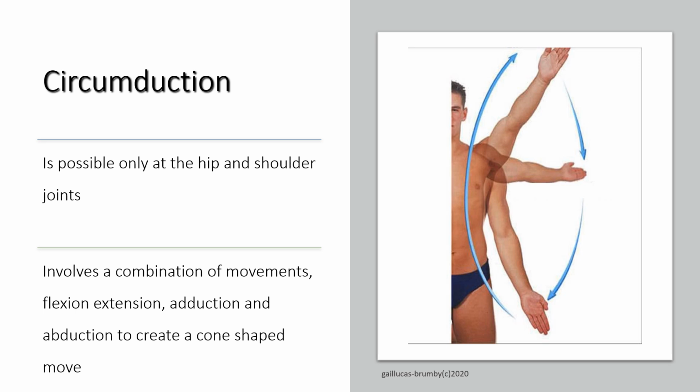Circumduction is a movement that means taking the hip or the arm through its full range of movements. It's a combination of flexion, extension, adduction, and abduction to create a cone-shaped movement. So if you want to bring your arm up, out, back, and forward, it's called circumduction in a full circle. So this can only be done with a ball and socket joint.